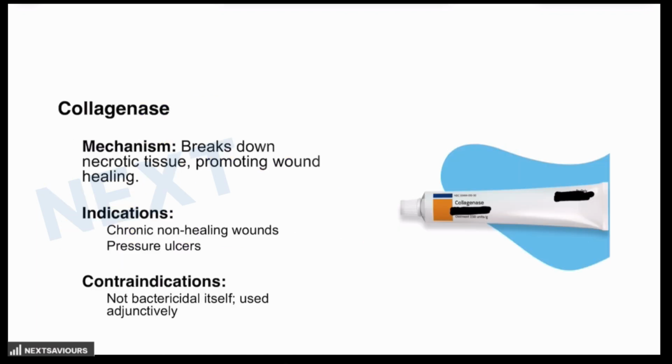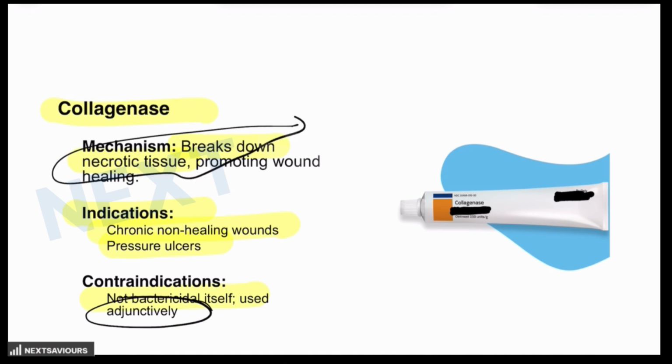Another one is the collagenase. Now collagenase has the advantage that it is responsible for breaking down the necrotic tissue. That's it. So the majority of the time, because of its synergistic action with other bactericidal agents, it could be used in combination. So the indications are chronic non-healing wounds or pressure ulcers. Now the contraindications, because it is not bactericidal itself, it is very commonly used adjunctively. But this is the only mechanism that you have to remember, that it is responsible for breaking down the tissue necrosis.